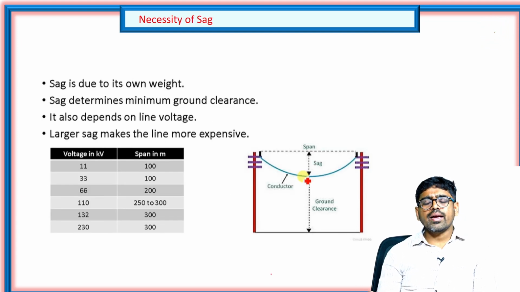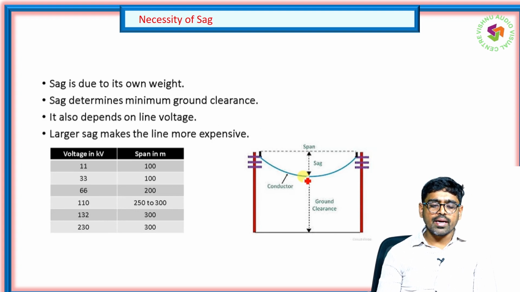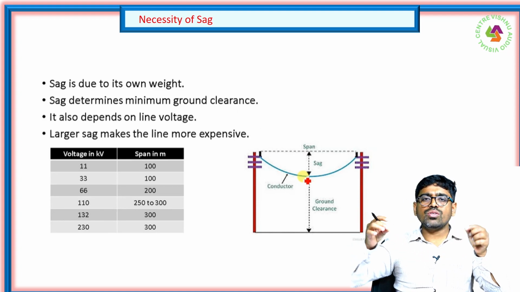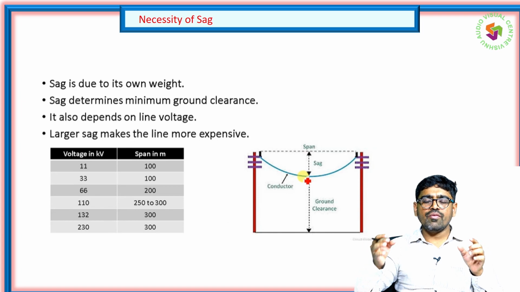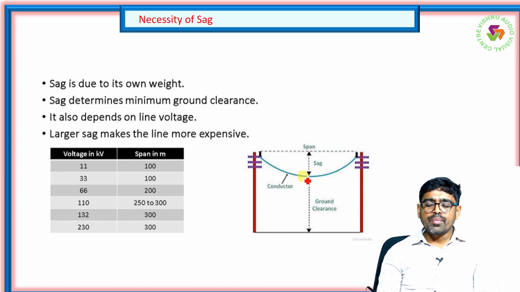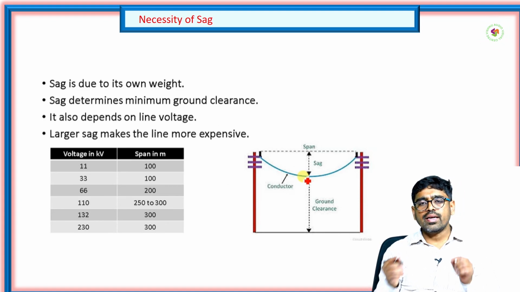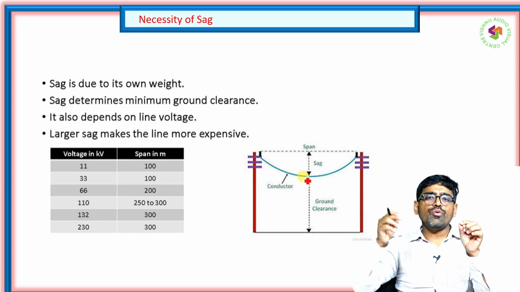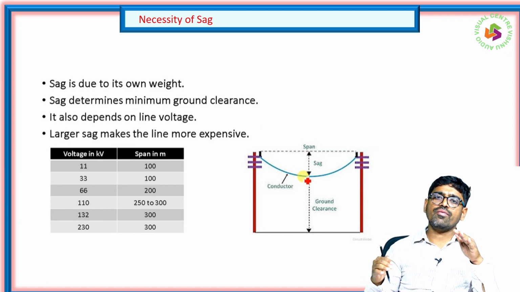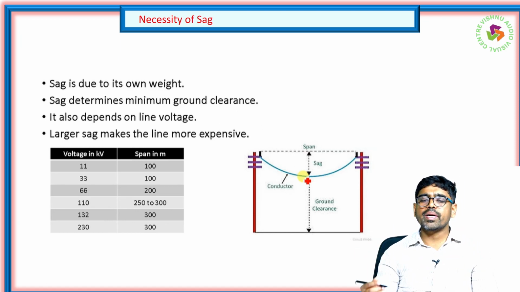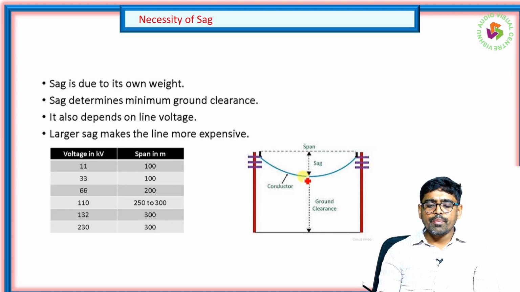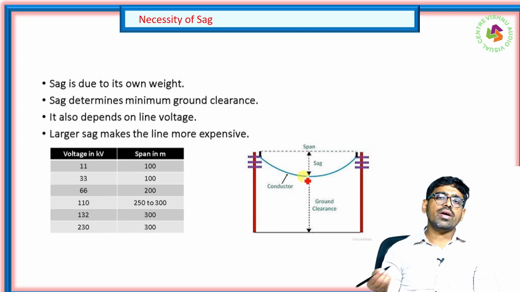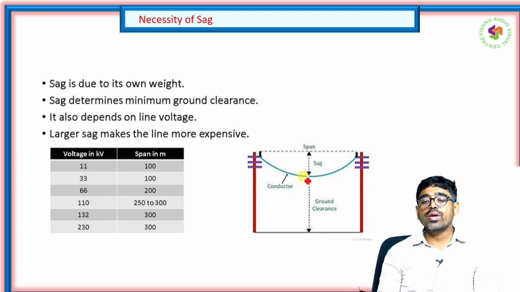And why is this sag calculation necessary in the case of a transmission line? Sag is due to the conductor's own weight. Whatever conductor we place between these 2 poles, due to its weight we get a sag, and sag determines the minimum ground clearance. During different seasonal variations, the conductor can be stretched, or it may have some sag. So we need some clearance from the ground, so that no one can touch the transmission lines. It also depends on the line voltage. Based on the line voltage we require the clearances.